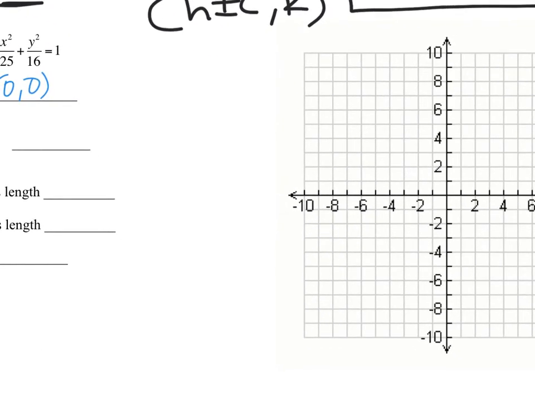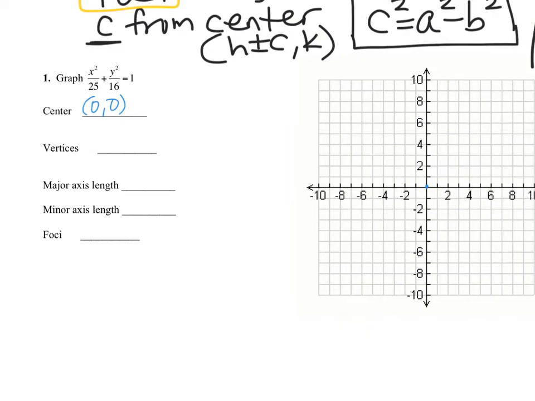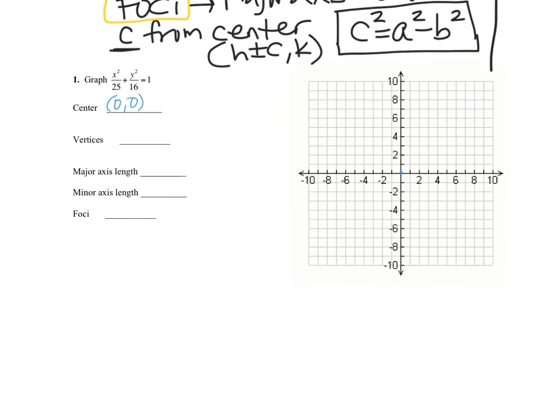So let's go ahead and plot that: (0, 0). And this is how you graph this ellipse. See the x squared over 25. You're going to go a distance of a in each direction, and that's a squared. So we're going to go a distance of 5 in each direction from the center. Then we're going to go up and down a distance of 4 in each direction. And then you draw your ellipse. It's almost circular. It's pretty close, huh?